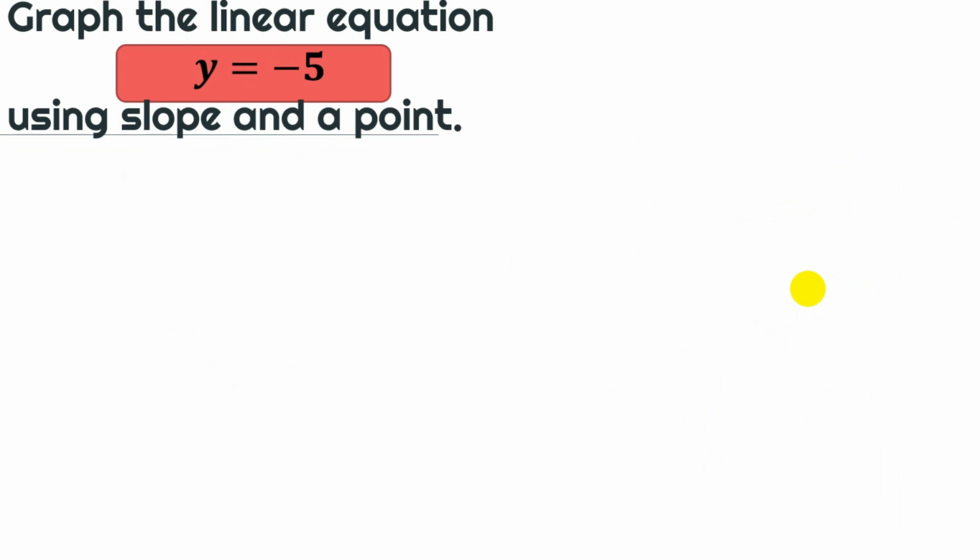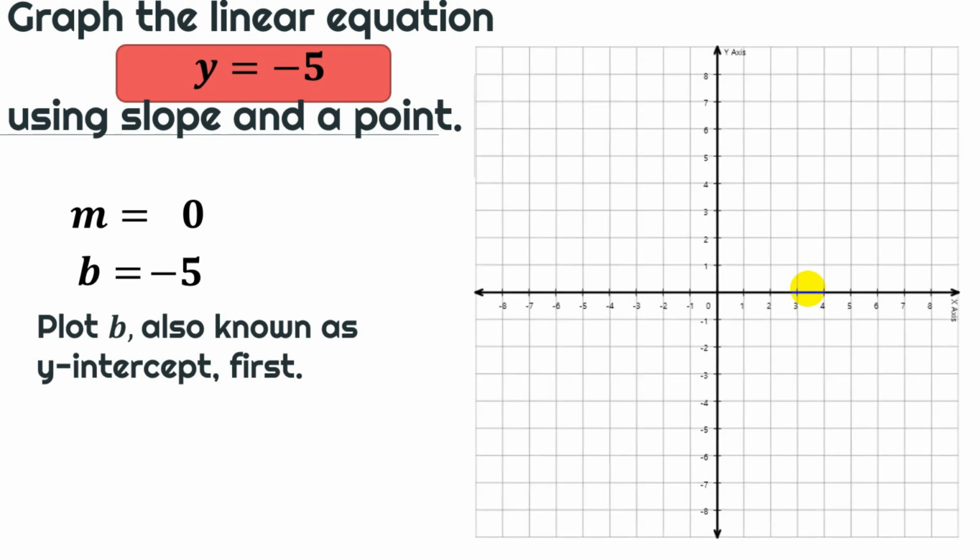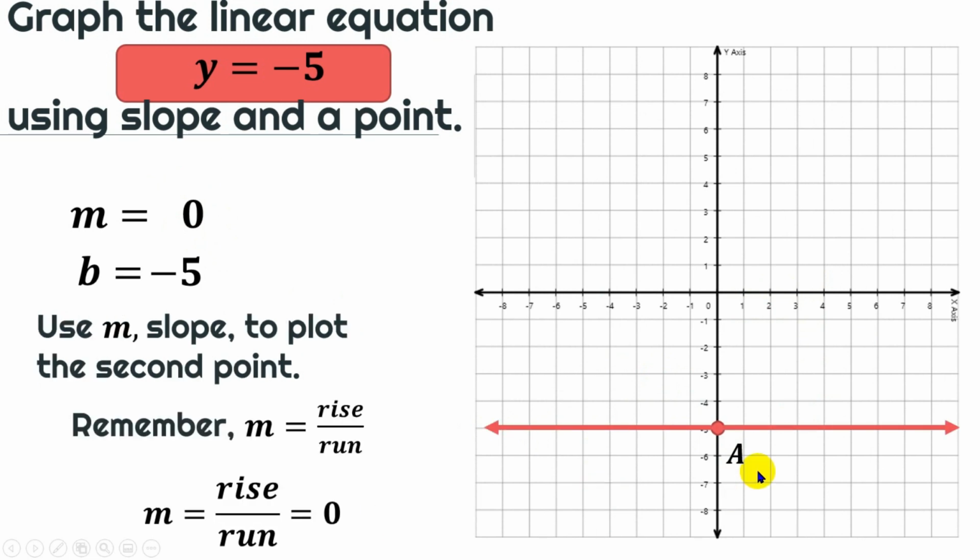So, we have here, graph the linear equation y = -5 using the slope and a point. But, as you can see, wala tayong term na may variable x. So, ibig sabihin, 0 yung slope natin. Ang meron lang tayo is yung constant, and that is considered as our y-intercept. So, ipa-plot lang natin si y-intercept, which is negative 5, at matatagpuan yan sa ating y-axis. Then, from there, since 0 yung slope natin, ano nga po ulit yung line natin kapag 0 yung slope? The line will be a horizontal line.